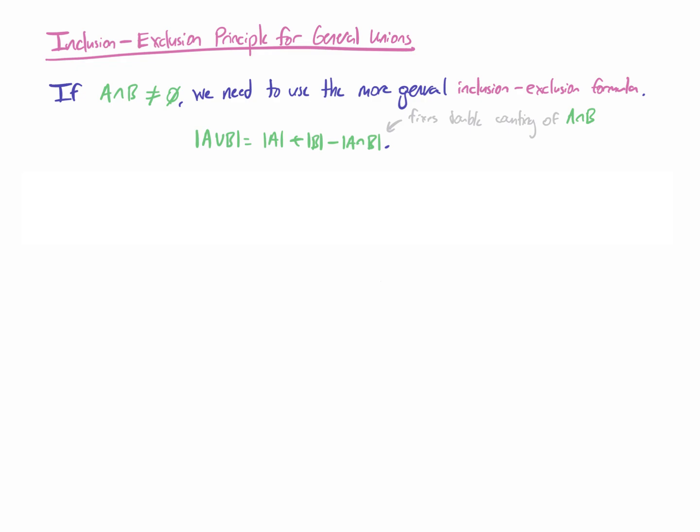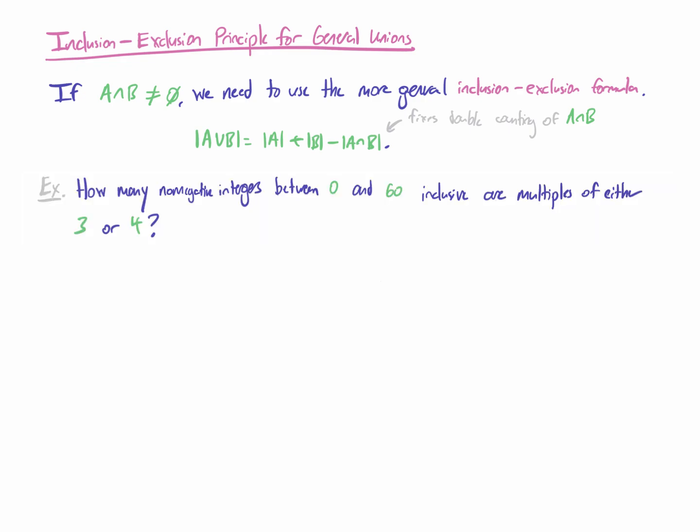So let's do an example with counting integers again. So here's my question. How many non-negative integers between 0 and 60 inclusive are multiples of either 3 or 4? Now, the reason we have to use inclusion-exclusion here is that some numbers, for example, 24, are multiples of both 3 and 4. And so I need to consider elements that satisfy both of these criteria, not just one. So here's our approach.